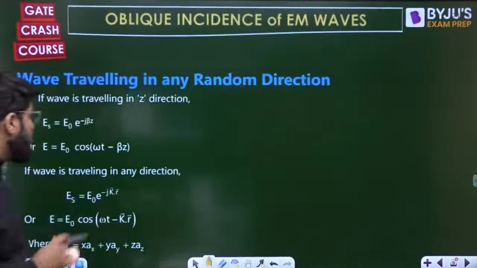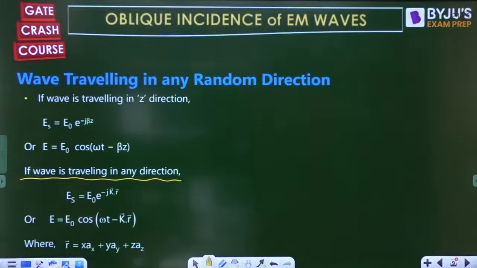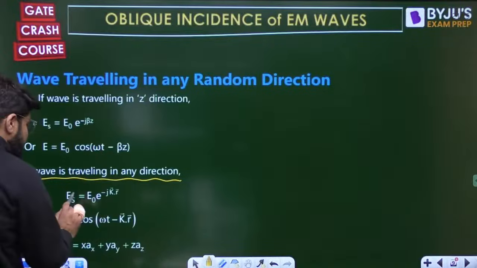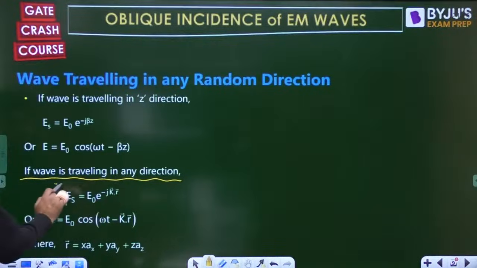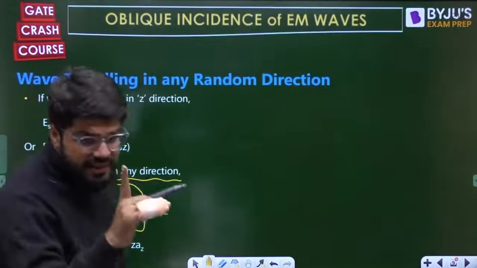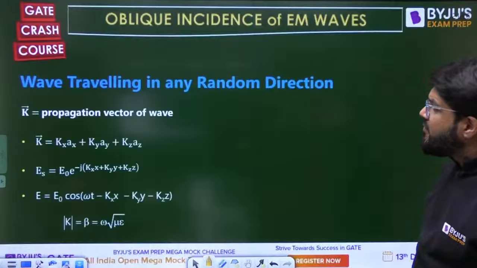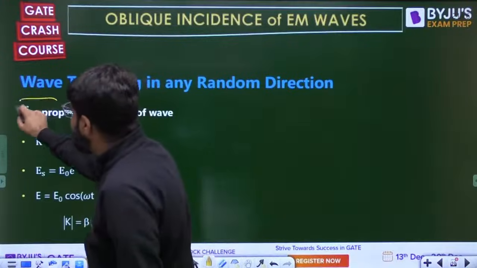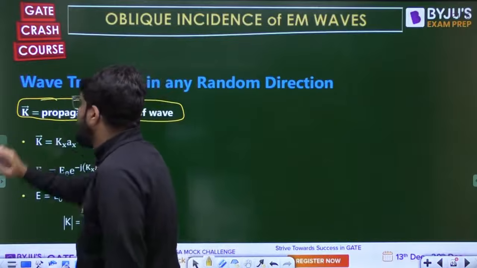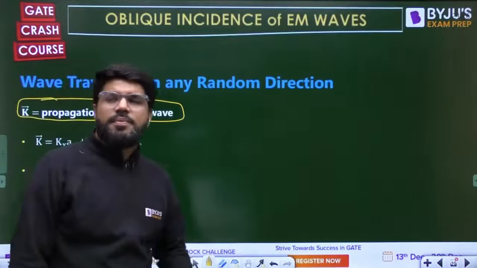First of all, how do you write down the equation for a wave traveling in any direction? We define the equation as E naught e power minus j k dot r, or in the time varying form, E naught cos omega t minus k dot r, where r is the general position vector, which we write as x ax plus y ay plus z az. The vector k defines the propagation direction, and it is known as the propagation vector of the wave.